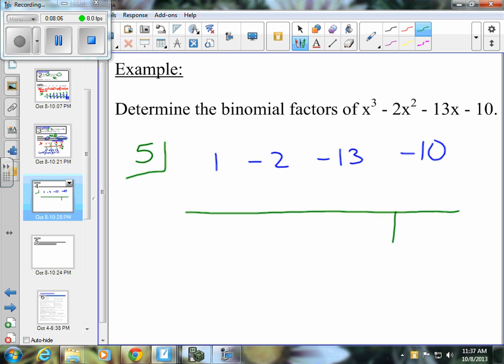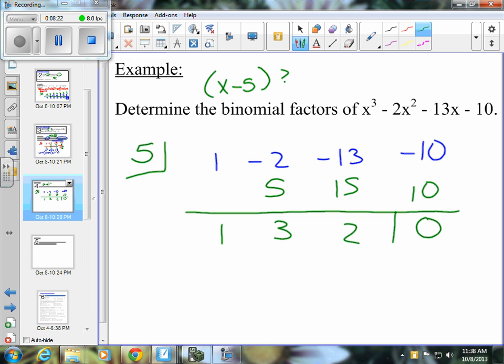So I'm going to see if 5 is a factor, meaning is the binomial x minus 5 a factor? That's what I'm checking for right now by putting a 5 there. So is that going to be a factor of that polynomial? So let's double check. Maybe I got lucky on my guess here. Oh, I'm pretty lucky. Look at that. I got a 0. Okay, so that tells me it's divisible. So that means x minus 5 is absolutely a factor because I got a 0 remainder.